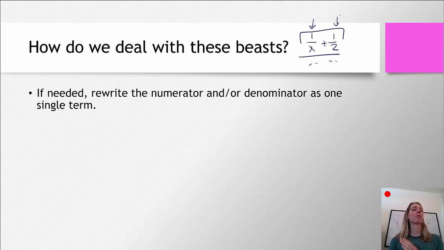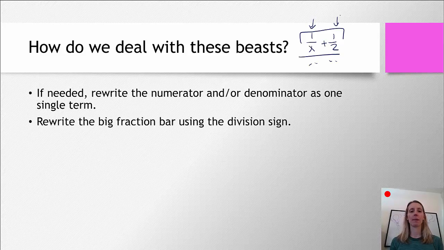How do we do that? The same way you would add two rational expressions in general. You would need to find a common denominator, then add the numerators across the top. Step 2: rewrite the big fraction using the division sign. So the division sign I'm talking about here is this one here.